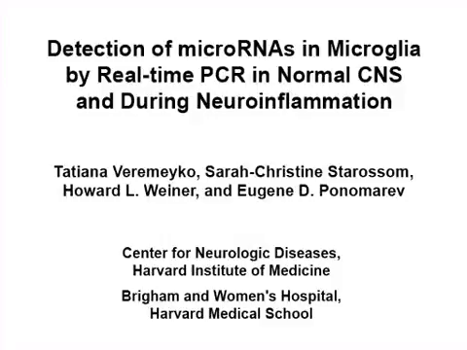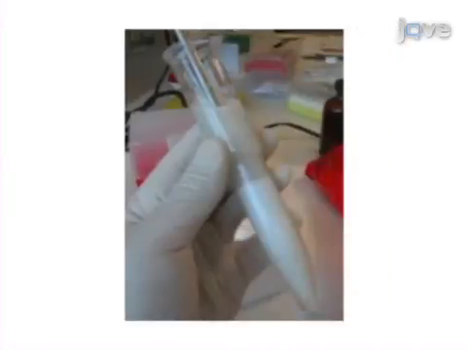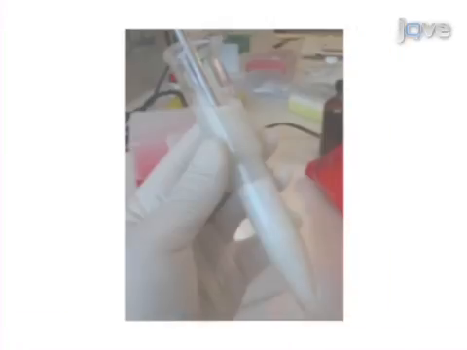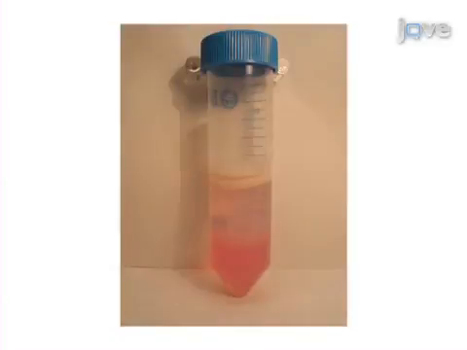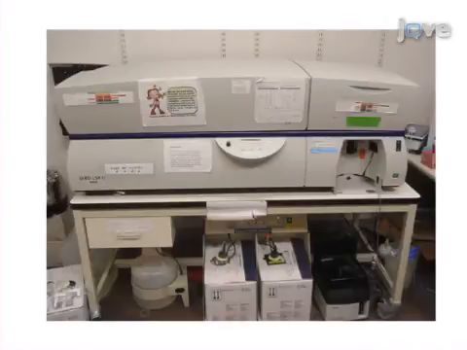The overall goal of this procedure is to analyze the expression of microRNA in microglia. This is accomplished by first dissecting the brain and spinal cord and then homogenizing the central nervous system, or CNS, tissue. In the second step, mononuclear cells from the CNS are isolated by a Percoll gradient, and then the microglial population is identified by FACS.